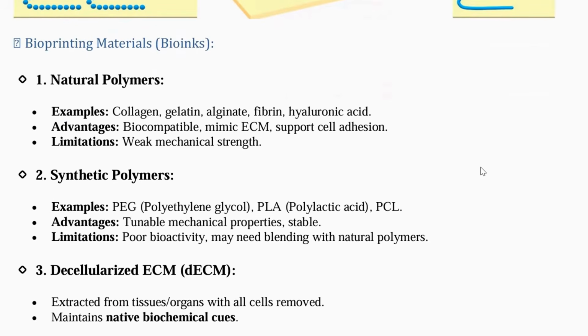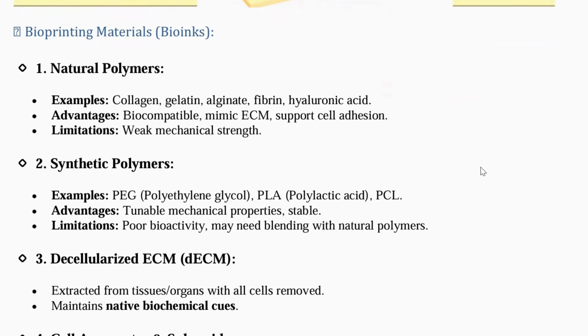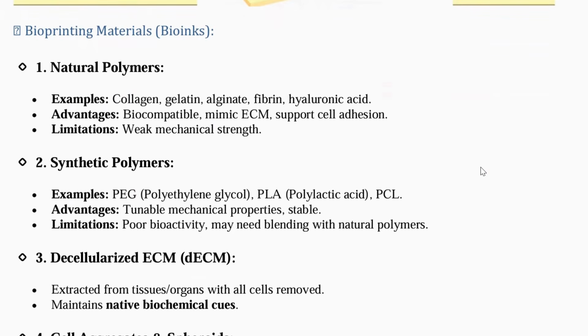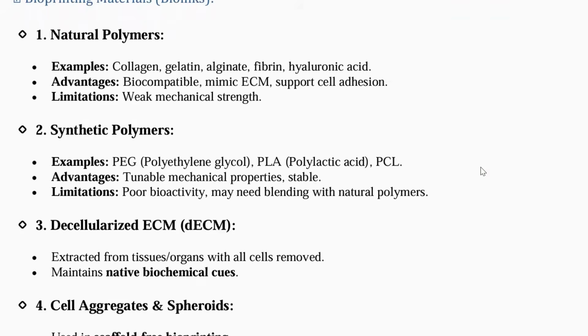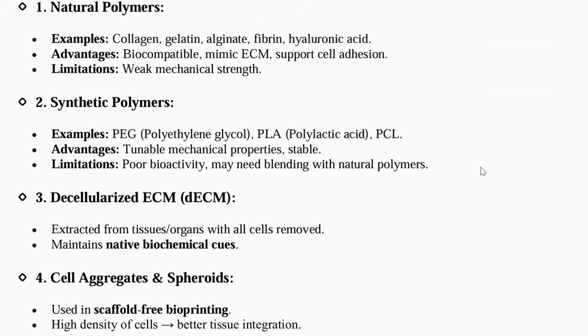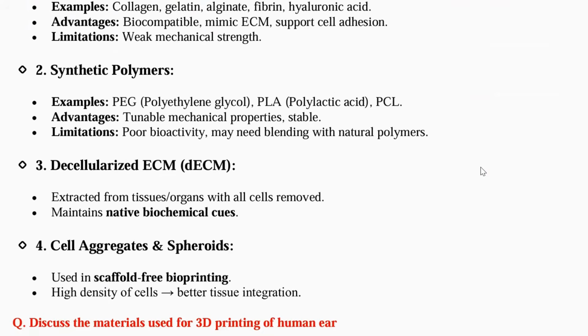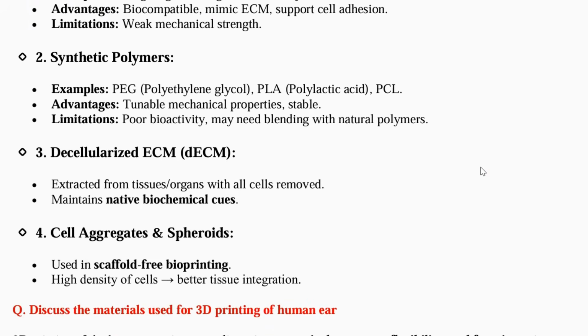Next, materials. Natural polymers, we use collagen, gelatin, then fibrin, hyaluronic acid. Advantages: biocompatibility, mimics the ECM, supports cell adhesion. Limitation is weak mechanical strength. Synthetic polymers, example is PEG, PLA, PCL. And advantages is tunable mechanical properties and stable. Limitation is poor bioactivity. May need blending with natural polymers.